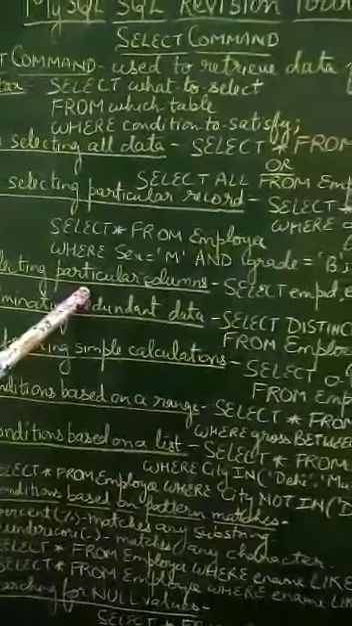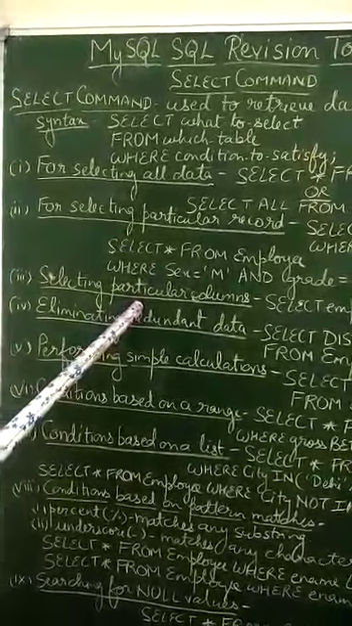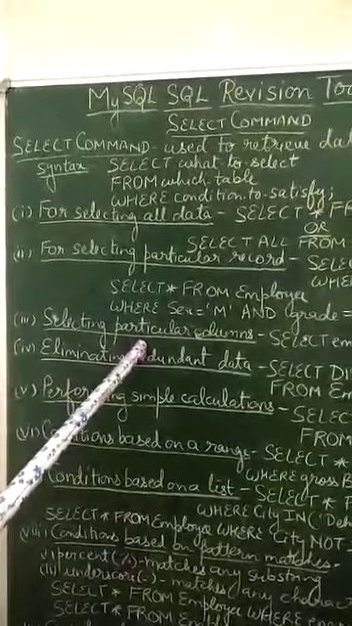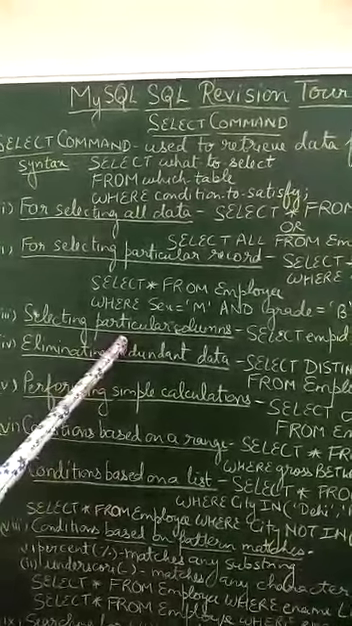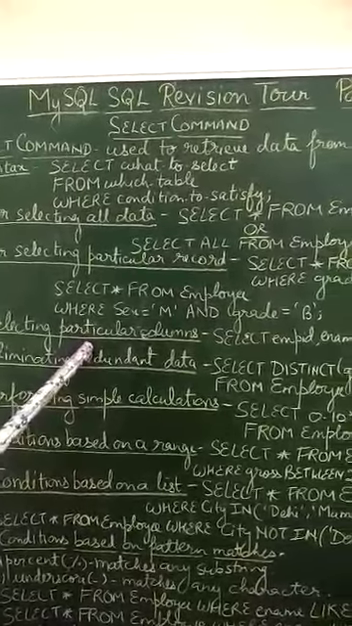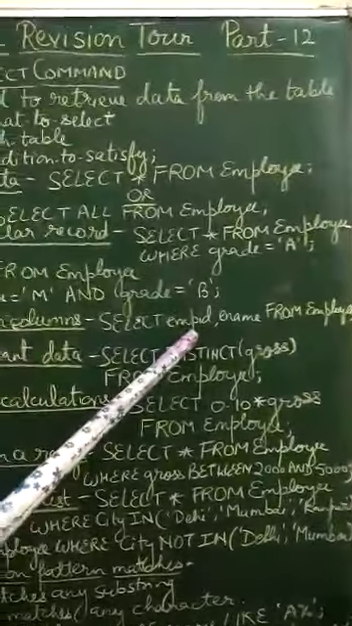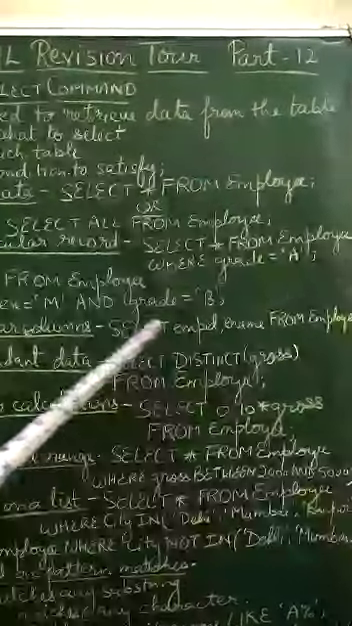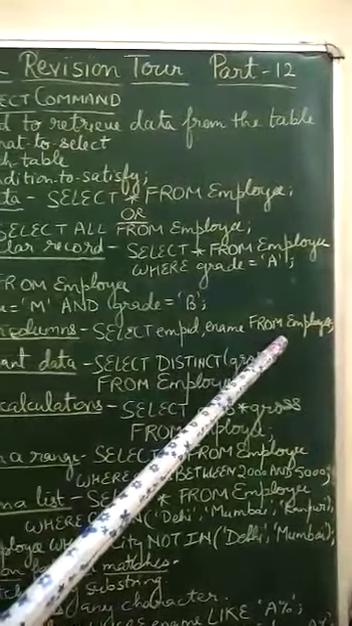Now for selecting particular columns. Children, if you want to select particular columns from a table, you specify the column names with the select command. For example, suppose you want to retrieve only particular columns like EMPID and ename from the employee table. Then you can write in the following manner: select EMPID, ename from employee.